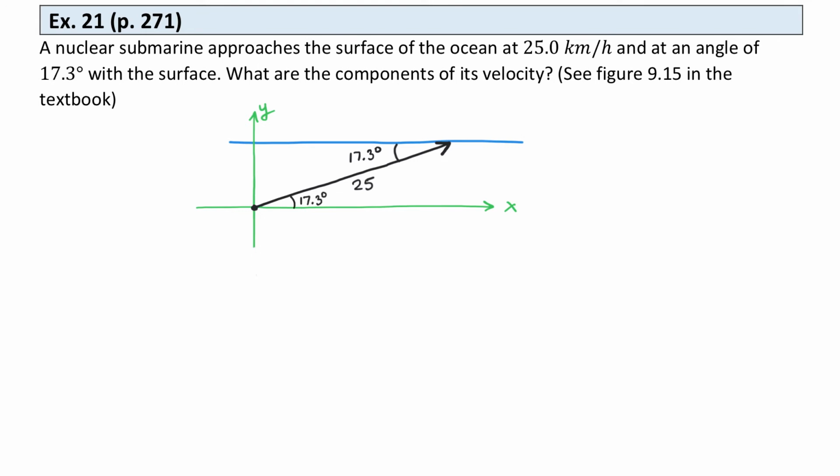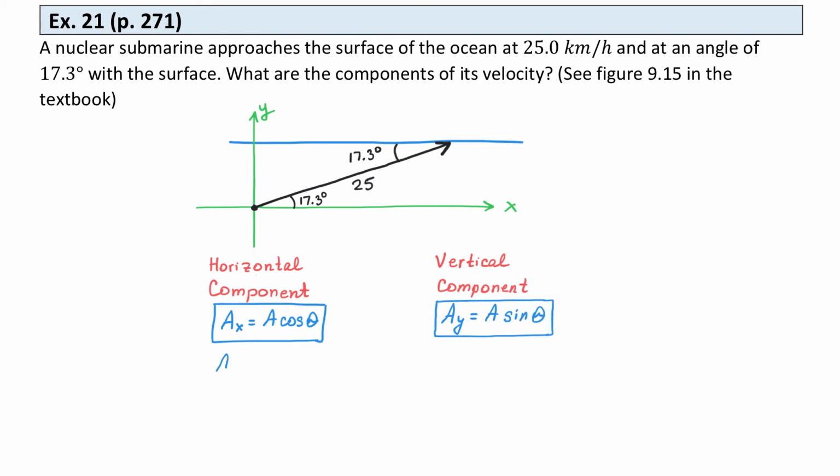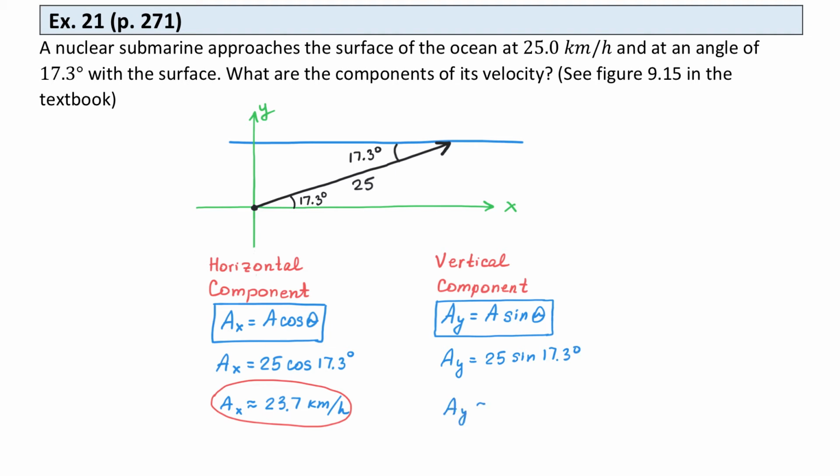Now let's find the horizontal and the vertical components of this vector. For the horizontal component, A sub x equals A cosine of theta. And for the vertical component, A sub y equals A sine of theta. Then A sub x equals 25 cosine of 17.3 degrees. Then A sub x is approximately 23.7 kilometers per hour. Now A sub y equals 25 times sine of 17.3 degrees, and A sub y equals approximately 7.43 kilometers per hour.